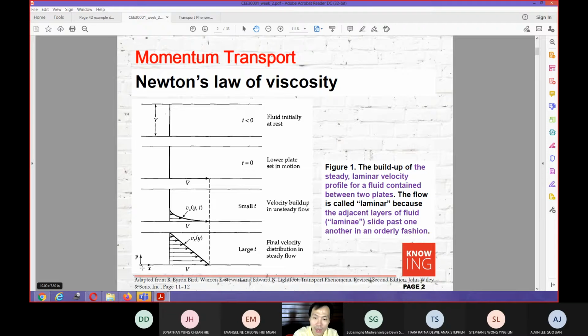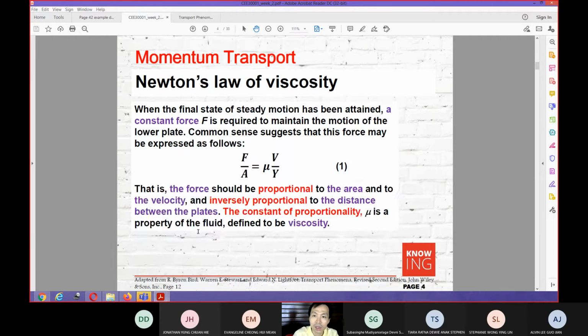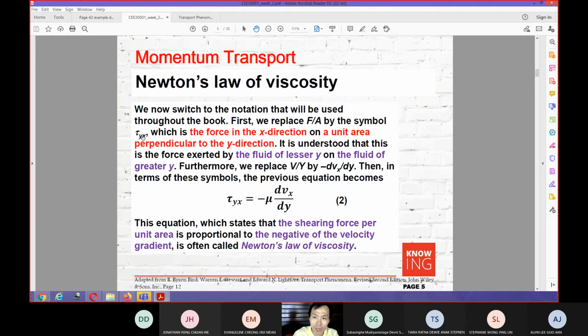So the force in the x direction. Why is the force in the x direction? Because you make the plate move in the x direction, right? But the area is basically in the y direction. So the application of the force is in the liquid in the y direction. So that's why this can be referred to as tau yx. Okay, this is one way of viewing this particular notation here.